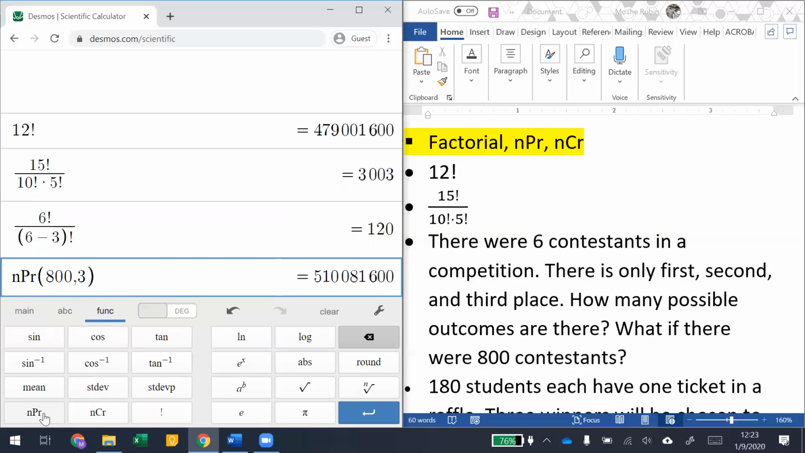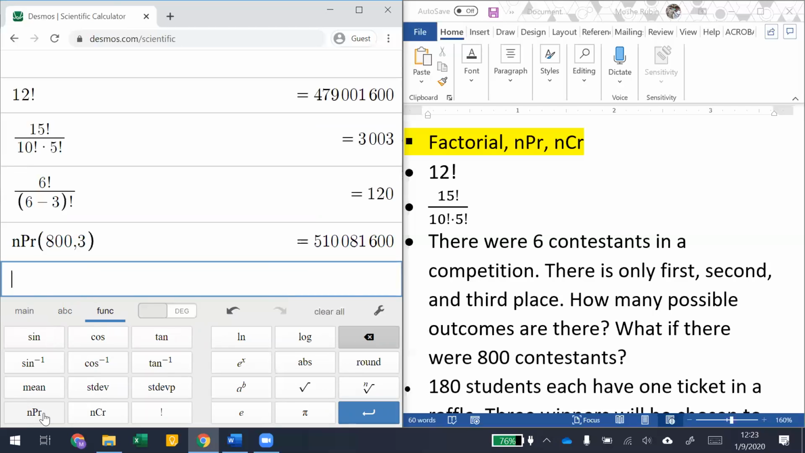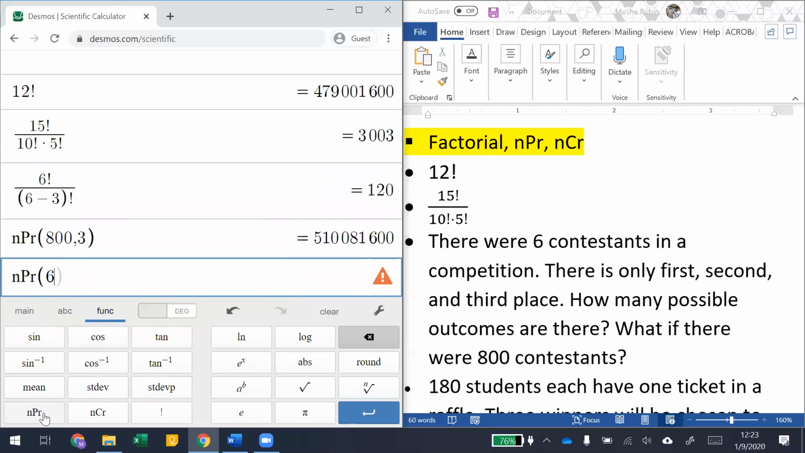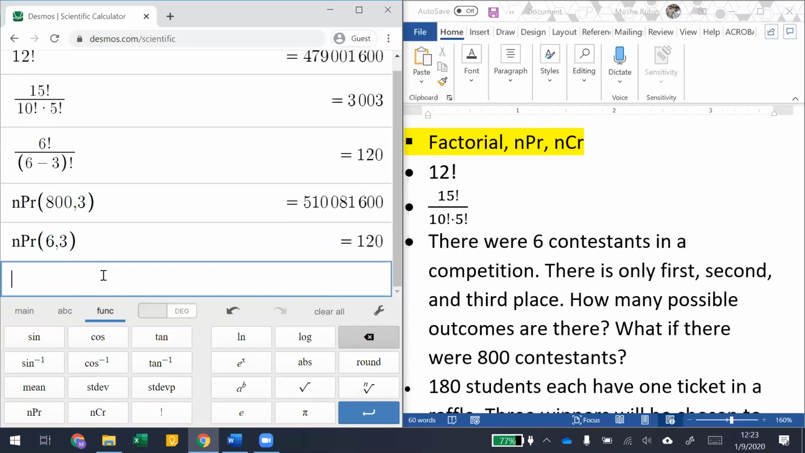And I can see that this time Desmos actually does give me the answer. And I could have done the same thing when we just had 6 people. If I did nPr 6 and 3, I get the same answer without having to use my formula. And in fact, in this version of the problem, I couldn't use my formula. It was impossible to do on this calculator with the formula. But using the nPr button, it actually is possible.